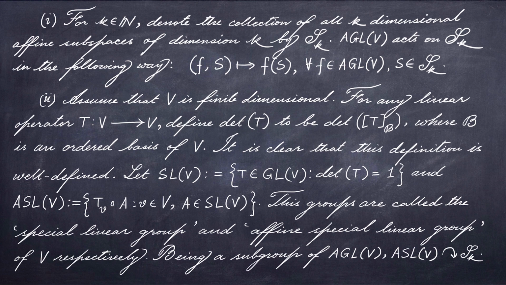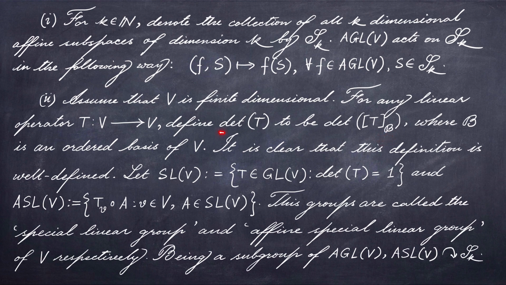Now we are going to talk about the affine special linear group. So we assume V to be finite dimensional. For any linear operator T on V, we define its determinant to be the determinant of the matrix of T relative to any ordered basis B of V.